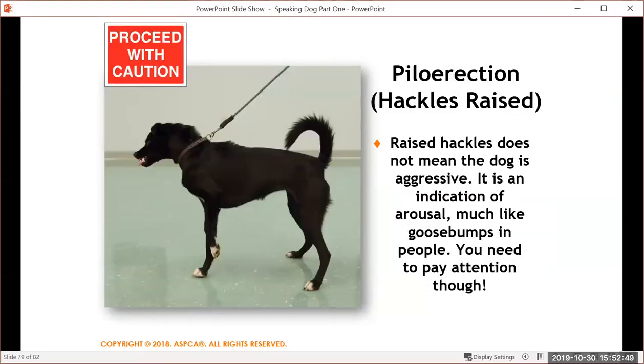And I mentioned already the hackles being raised, piloerection. The important thing is that you want to pay attention to it, you want to notice it, but raised hackles does not mean the dog is aggressive. Try to think of them as like goosebumps. When we get goosebumps, typically that's an indication that we're aroused, stressed, something. It doesn't necessarily mean we're going to be aggressive, but it does mean that we should pay attention. Something's up. This is another example of the aggressive dog showing his teeth and protruding his tongue. Next slide.